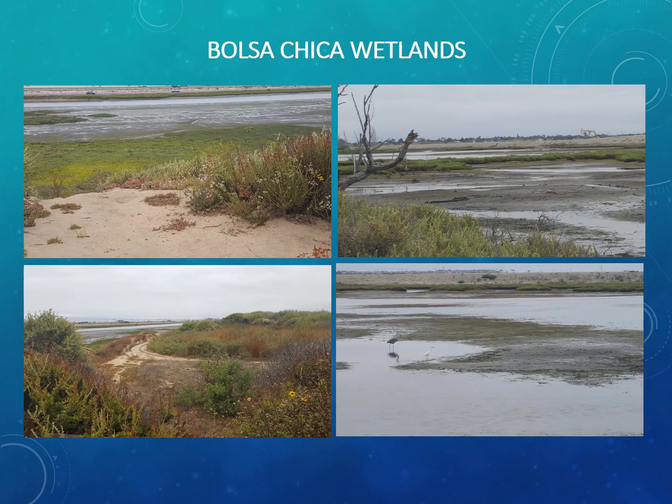So here are some images of the Bolsa Chica wetlands in Huntington Beach, California. Its over 100-acre reach has now been reduced to only a few acres at best, with nearby property and roads encroaching on the area.